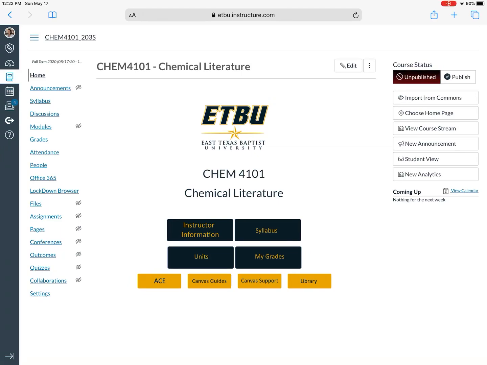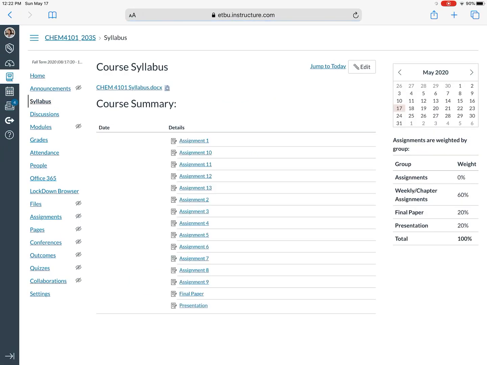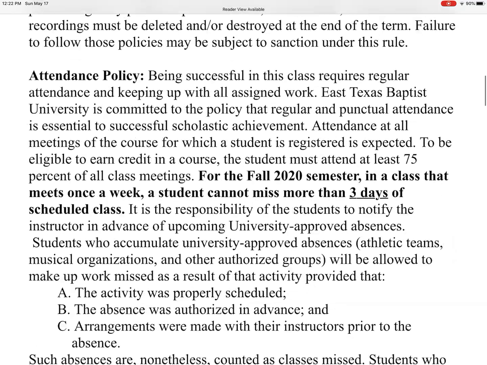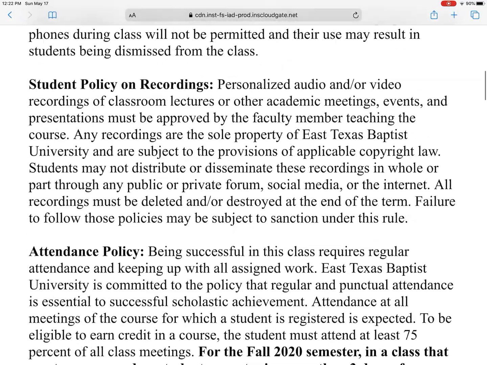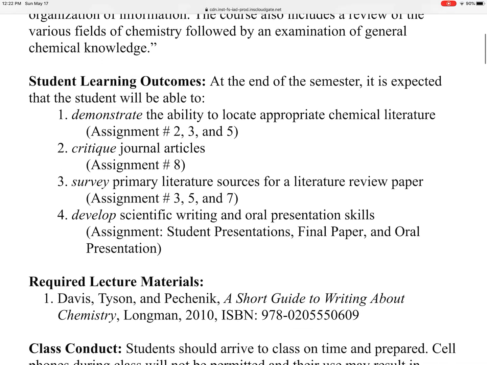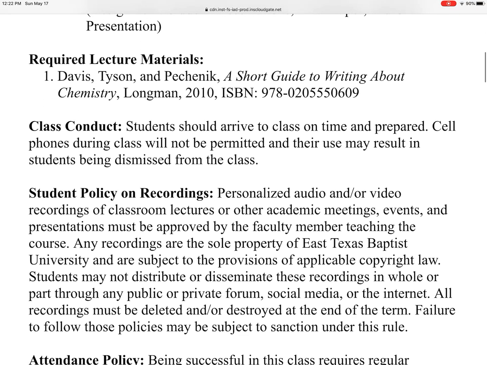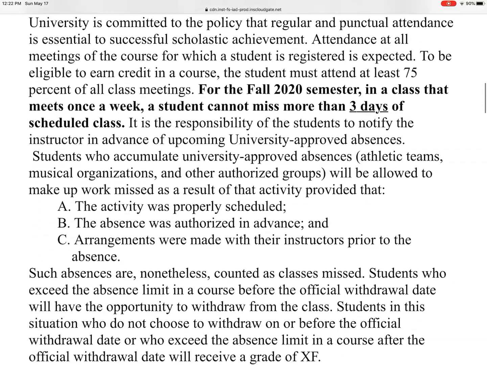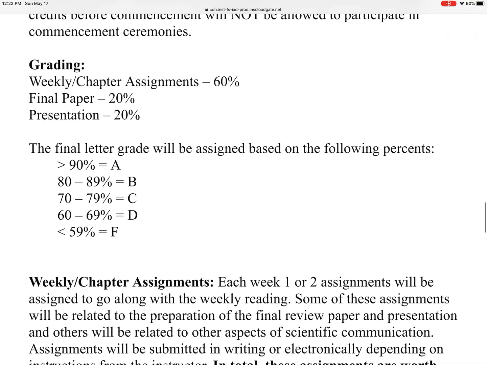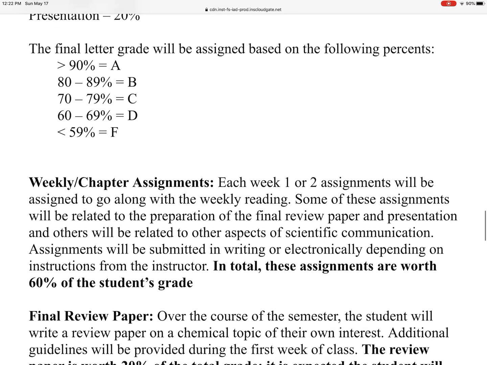This week, it's week 1, so you need to familiarize yourself with our course, the way that it's outlined. Make sure you go through the syllabus, understand the expectations, the textbook that's required, and the grading scheme. 60% for your weekly assignments, 20% for your final paper, 20% for the presentation.